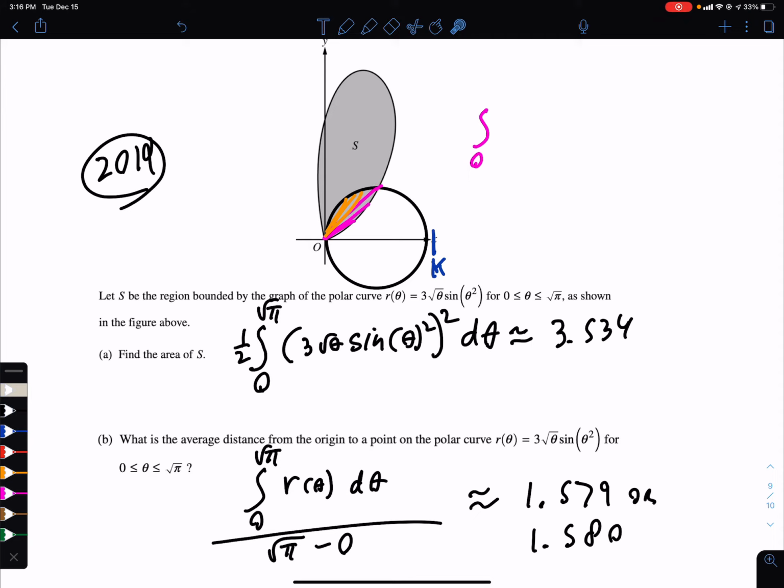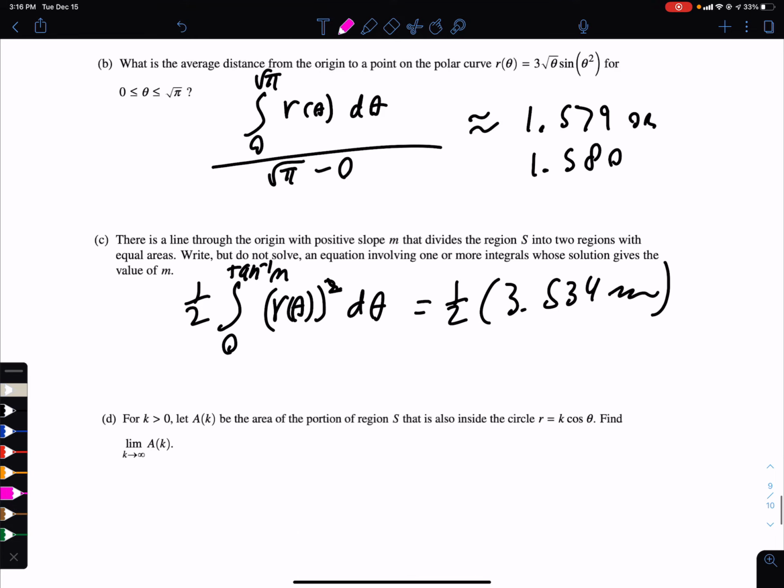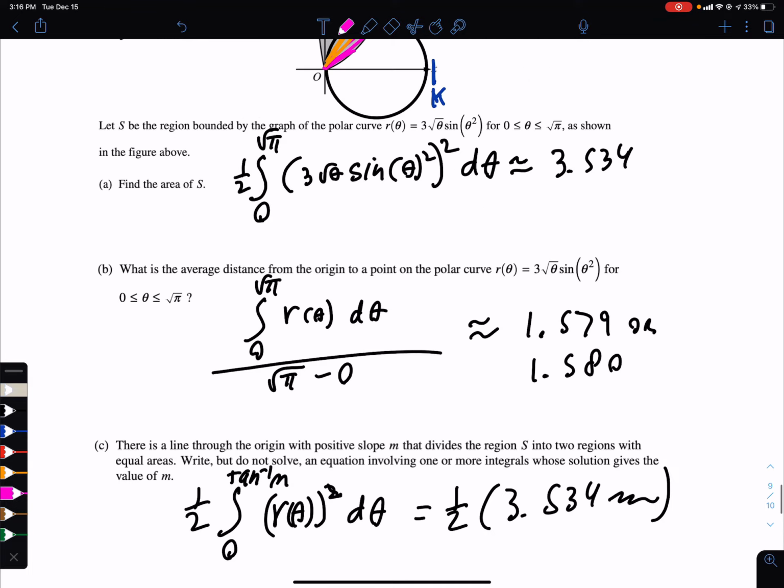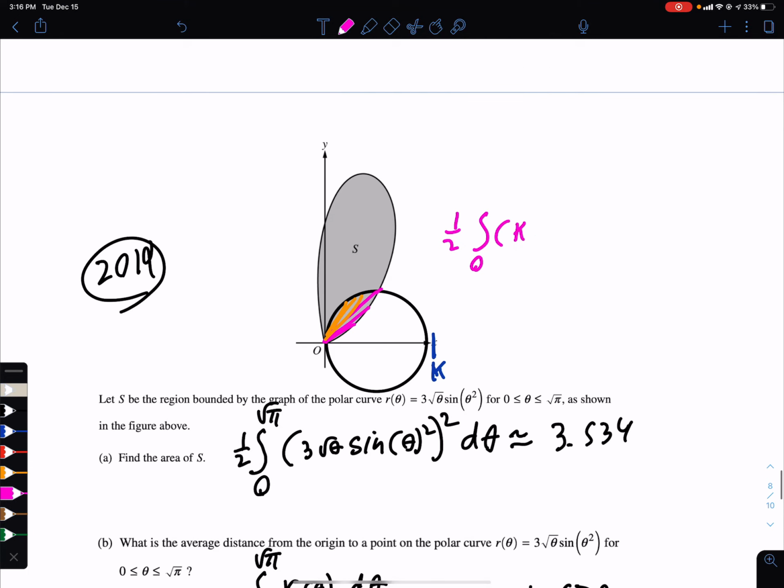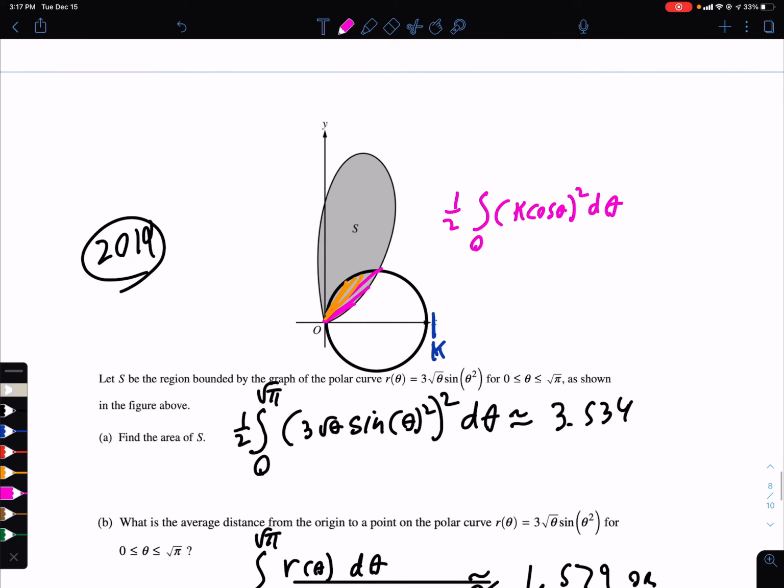So I got to find where they intersect. And then it's 1/2 r squared, which is that function, what is it, k cosine theta, r squared d theta. But then I have to add the yellow part. The yellow part is going to start at some question mark. I don't know what that angle is.